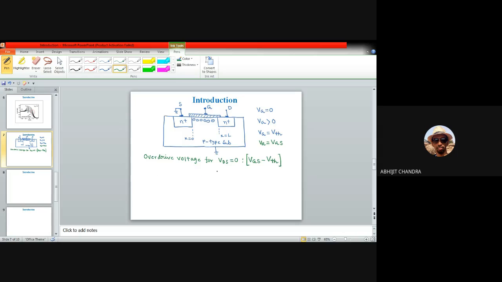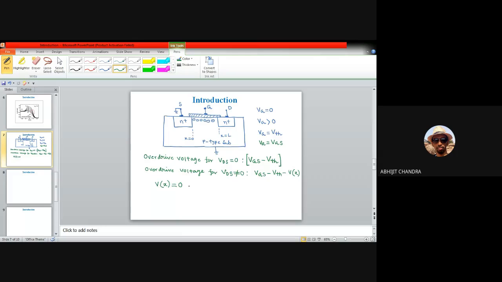But whenever VDS is non-zero, let me write down the same expression. The overdrive voltage for VDS non-zero, that means greater than zero, is no longer constant, and I cannot write just VGS minus VTH. Rather, I should write VGS minus VTH minus VX. And this VX term will depend upon the position, or the value of X. So what is that VX? It will be zero when you are at the source end.